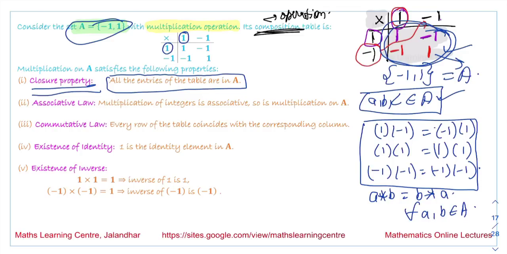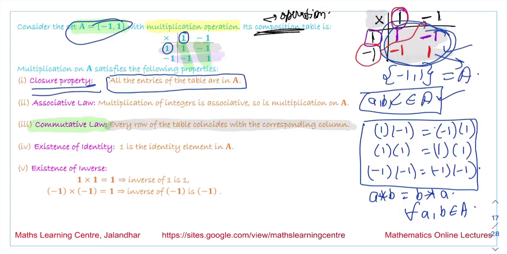This can also be seen in this way: every row of this table coincides with the corresponding column. When we have to check whether this operation is commutative using the table, this row, 1 and minus 1, coincides with this column, 1 and minus 1. The next row is minus 1 and 1, and it coincides with this column minus 1 and 1. So this is the process of checking the commutative law when the composition table is given to us. Next is the existence of the identity element.